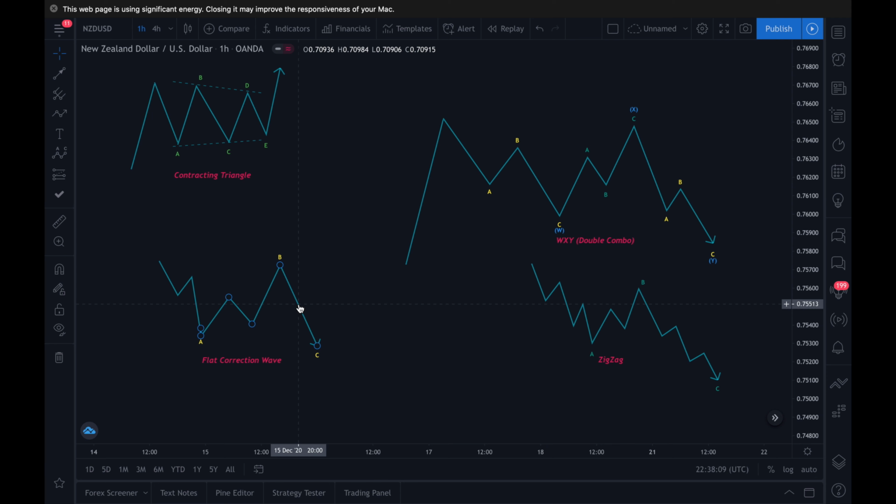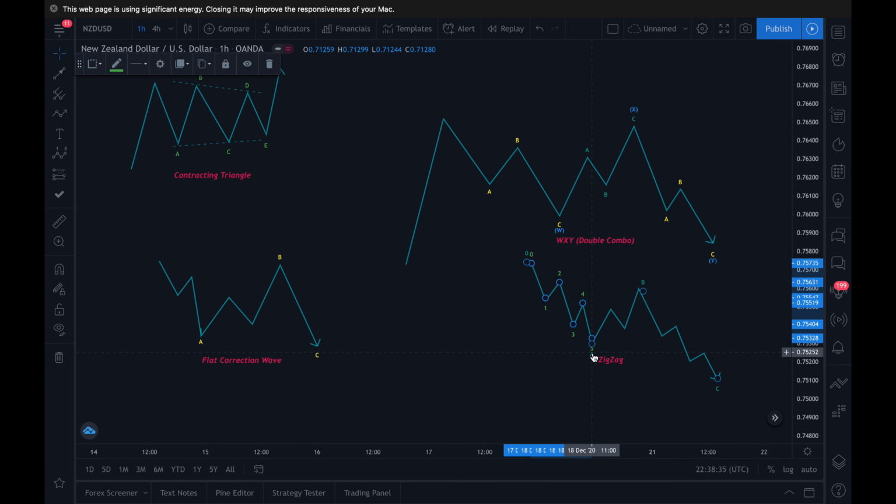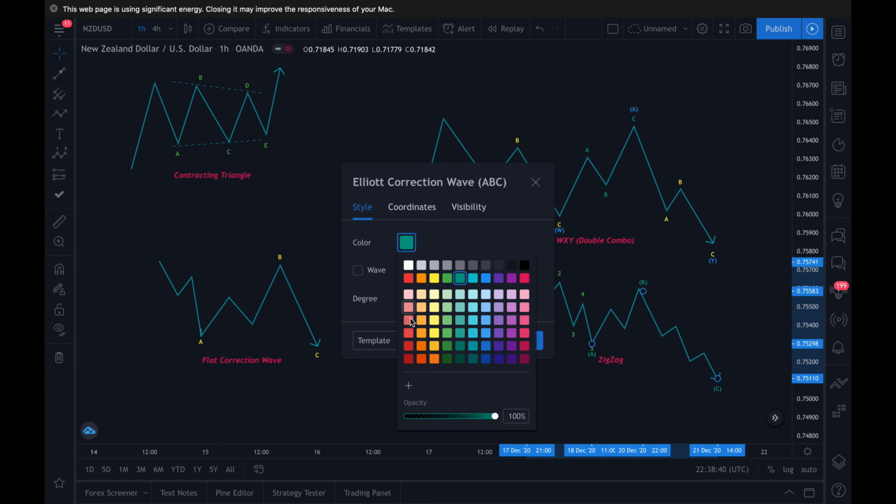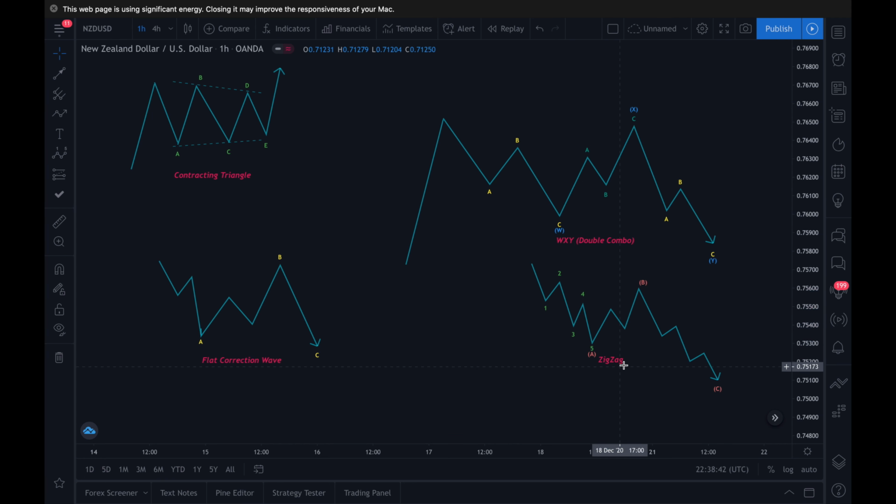Wave C always has to be an impulse wave. So it always has to consist of 5 waves. Wave B always consists of 3 waves. Wave A can either consist of 3 waves in a flat correction, and a zigzag will consist of a 5-wave correction. So this will be wave 1, wave 2, wave 3, wave 4, and finally wave 5. So I'll just make this little sub-micro as well, and then I'll change this to another color. So let's make this red. Okay.